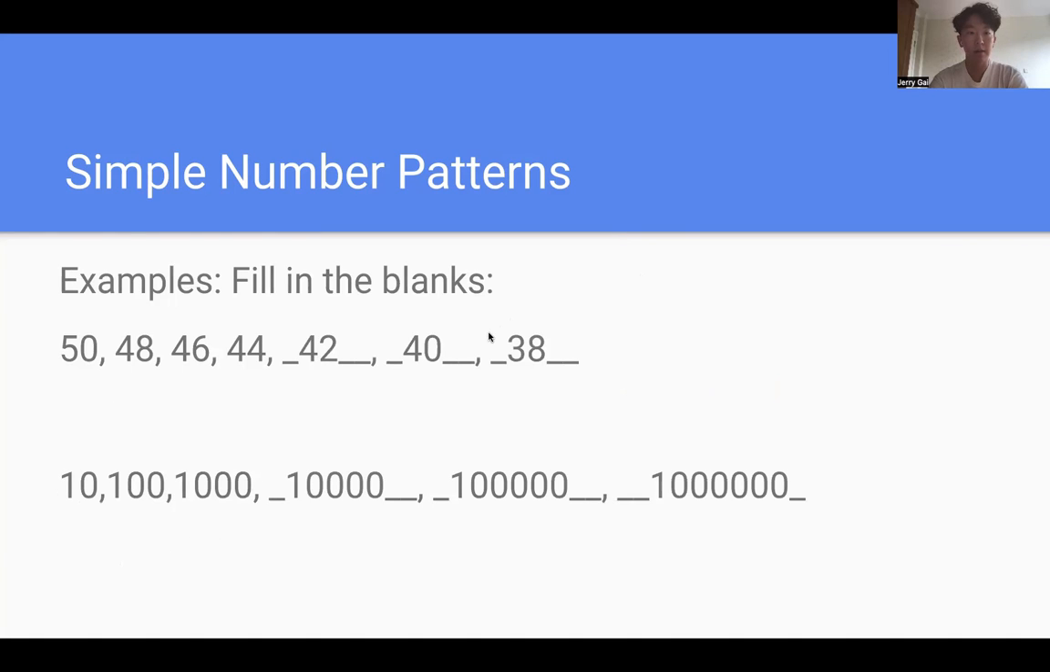The first two are pretty easy. The first one, you can see it starts with 50 and it minus 2 in each next term. So it follows a certain pattern. And the second one is that the first number is 10, which is 10 to the power 1. The second number is 100, which is 10 to the power 2. And also the third number is 10 to the power 3. So these patterns are not hard to find.